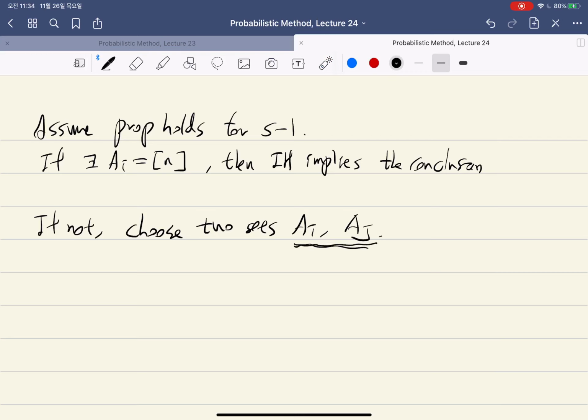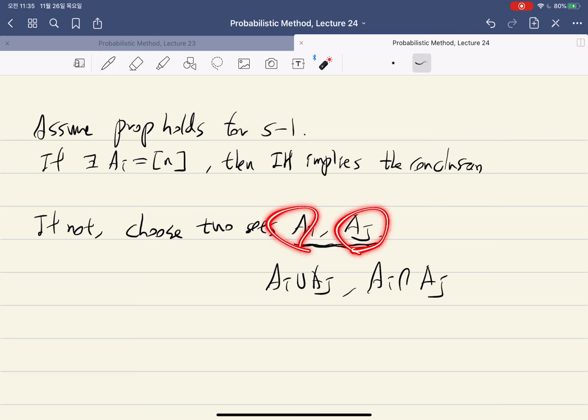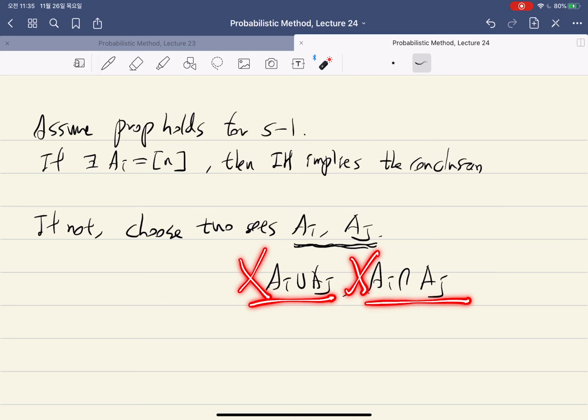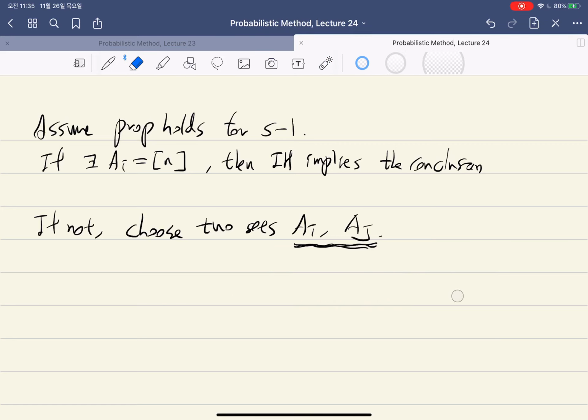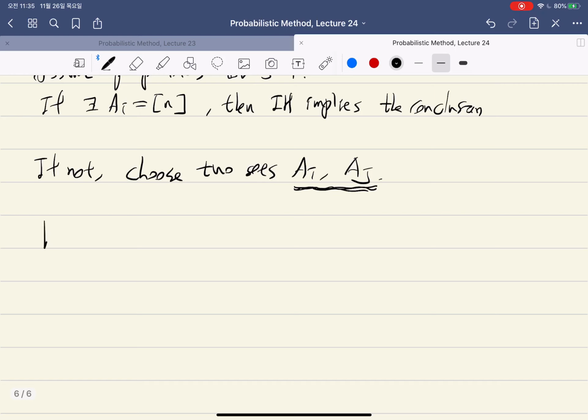In order to do that, what do we have to replace these with? We want to replace these with Ai union Aj and Ai intersection Aj. So this is a bigger set, so that's suitable for our purpose. What we want to show is that the information that x_Ai and x_Aj carry is more than the information that x_(Ai union Aj) and x_(Ai intersection Aj) carry. So how do we prove this?